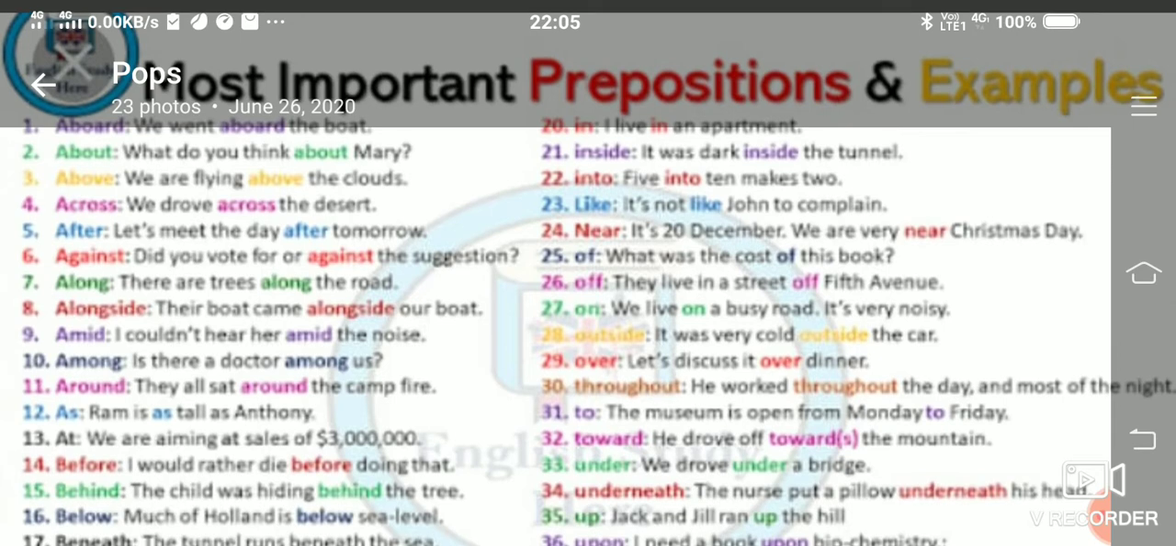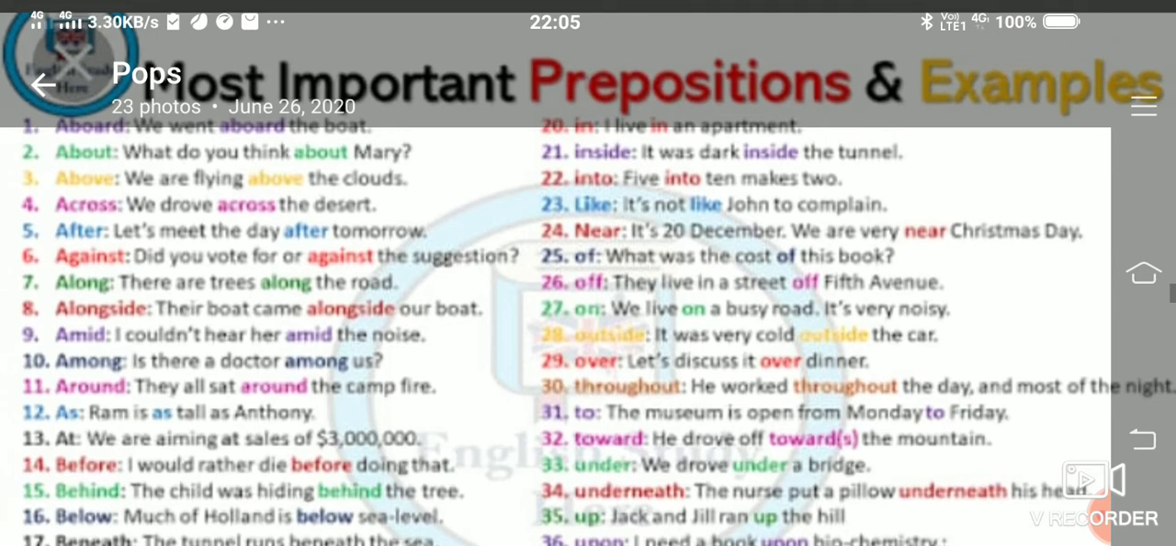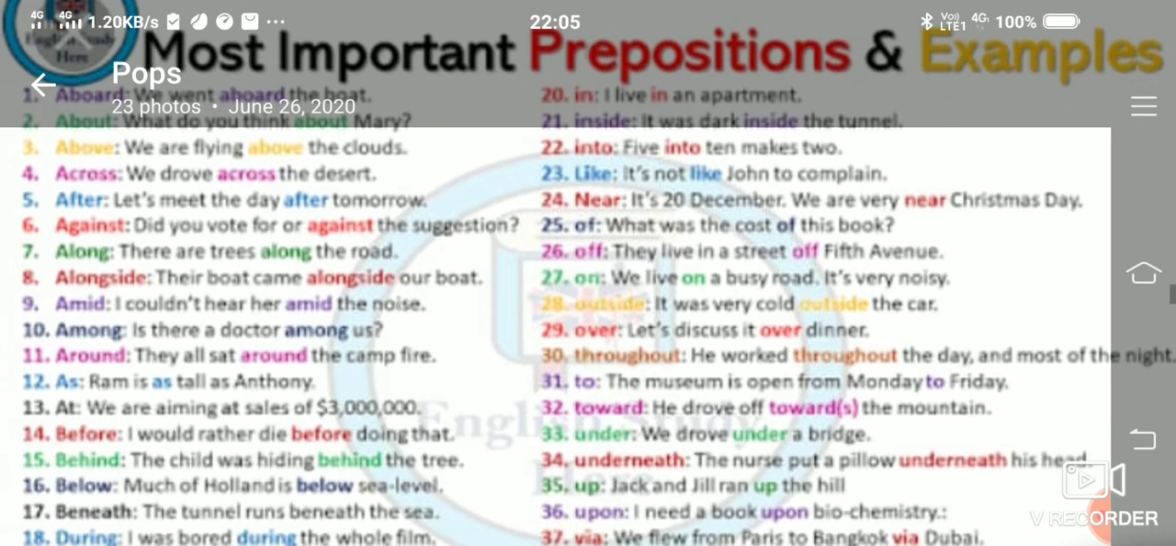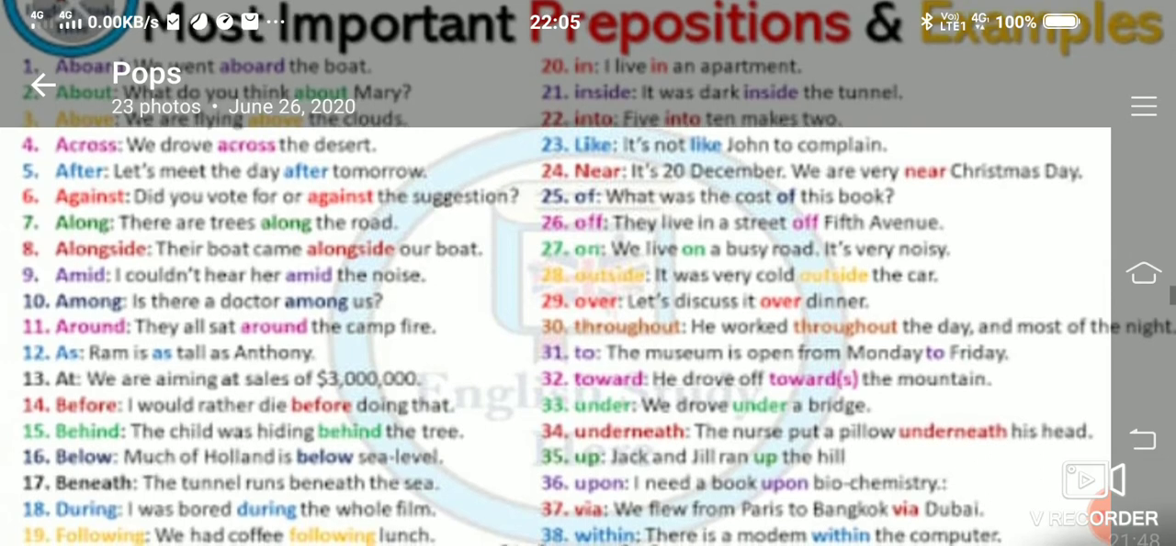It's 20th December and we are very near to Christmas Day. Only 5 days ahead, of course. Of: what was the cost of this book?